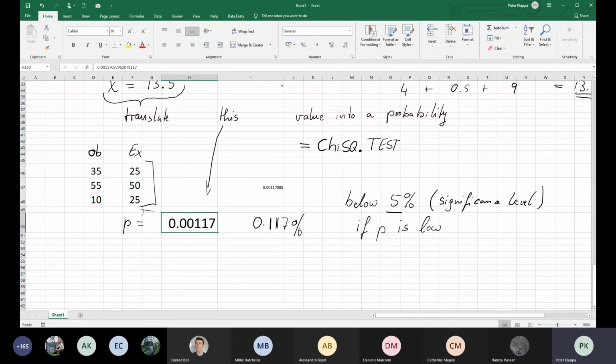So if P is low, if P is lower than 5%, what happens to H naught? If P is low, H naught must go. Exactly. We reject our null hypothesis. In this case, P is very low.